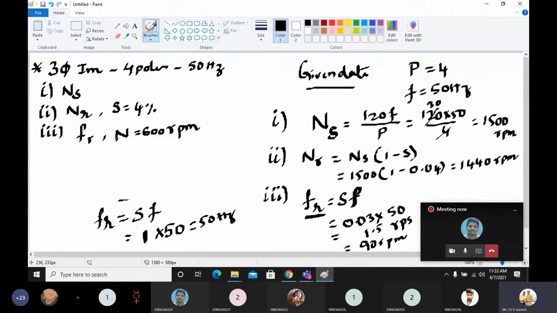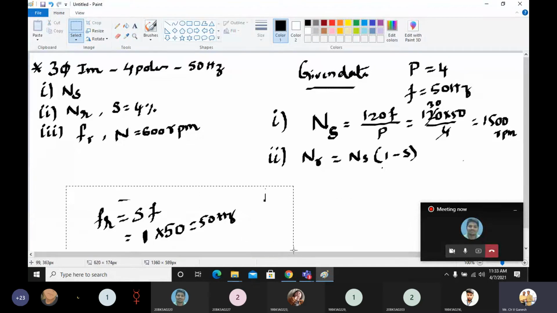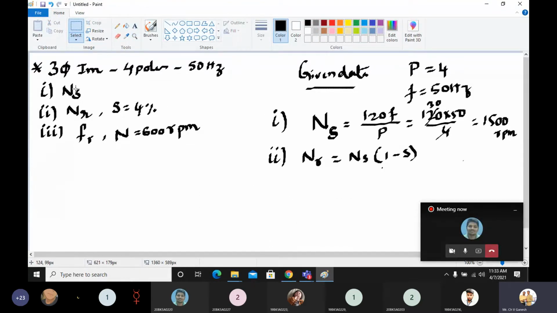How to find out the synchronous speed? Same as the previous problem. What is the formula? Ns is equal to 120 F by P. The frequency is 50 and the poles are 4. Then your synchronous speed will be 1500 rpm only.